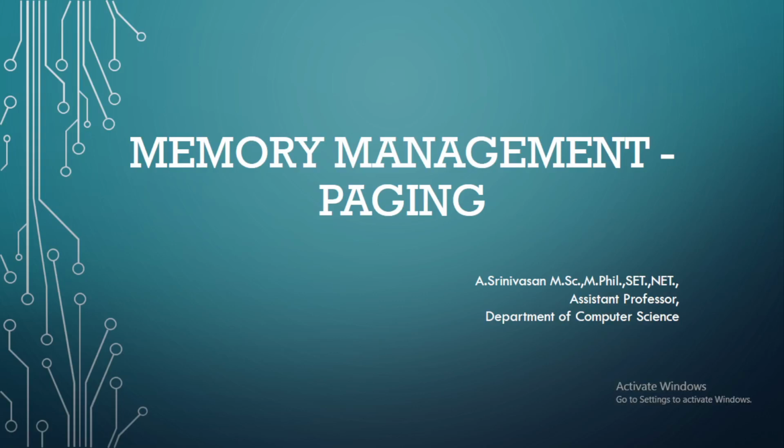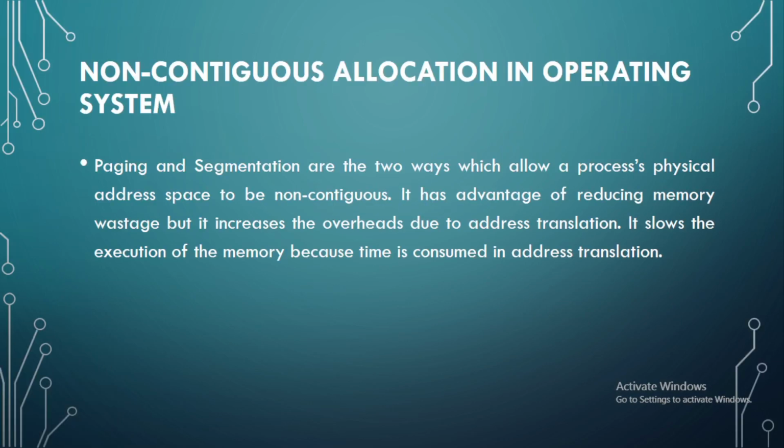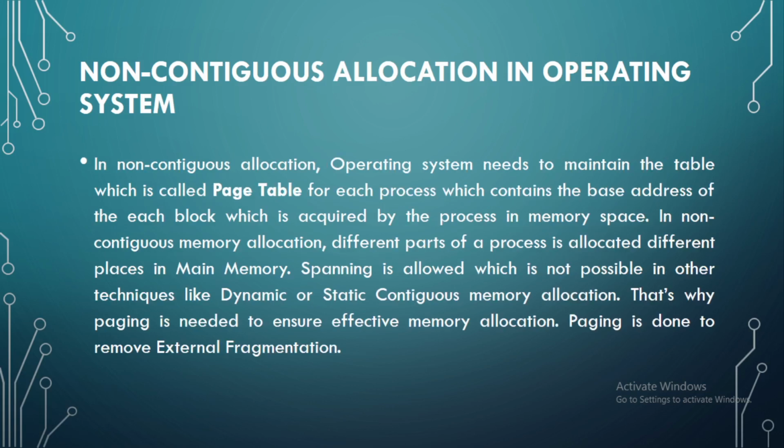In this video, we are going to see non-contiguous memory allocation techniques, which is paging. Here, non-contiguous memory allocation system supports paging and segmentation. Paging and segmentation are the two ways which allow a process's physical address space to be non-contiguous. It has the advantage of reducing memory wastage, but it increases the overheads due to the address translation. It slows the execution of the memory because time is consumed in address translation.